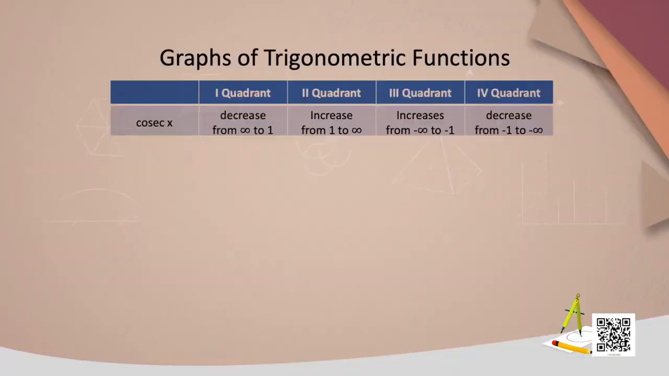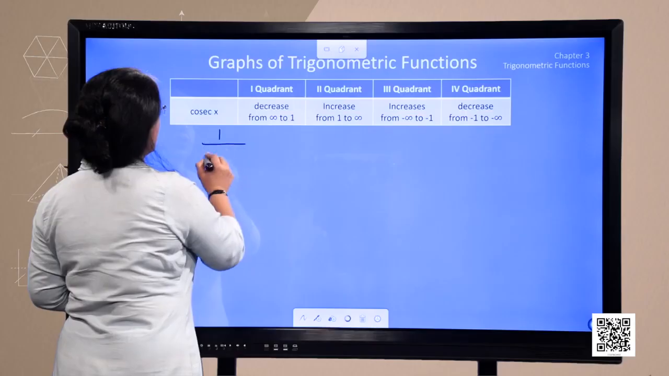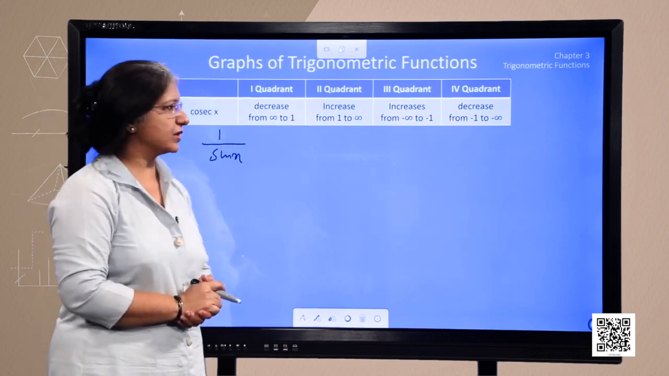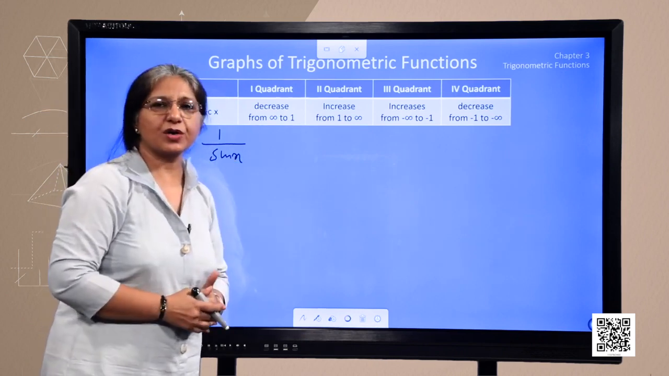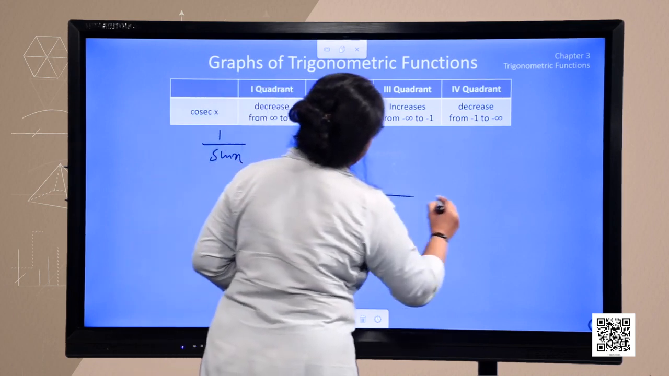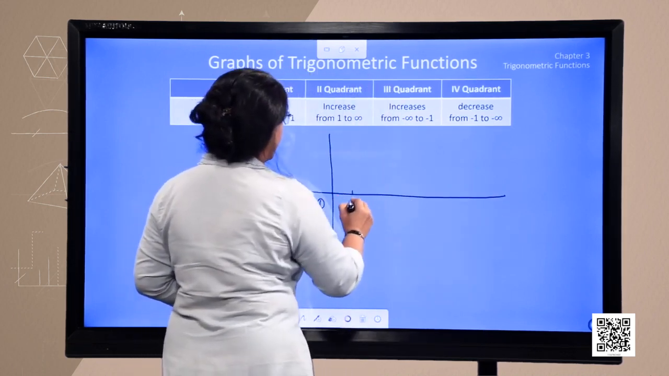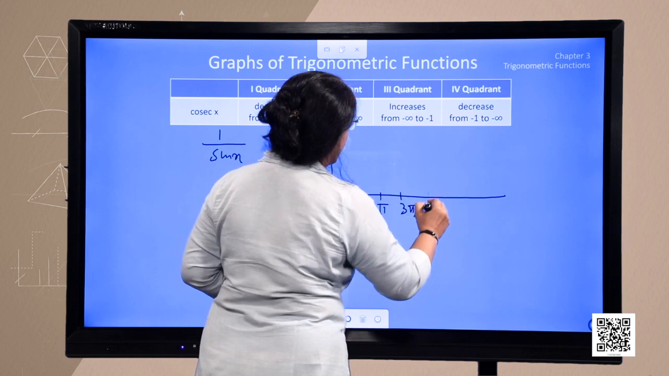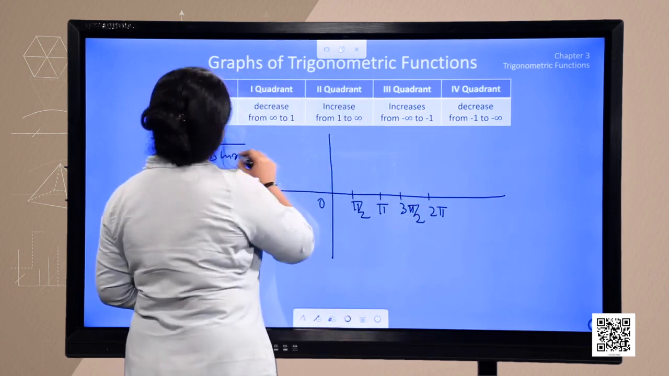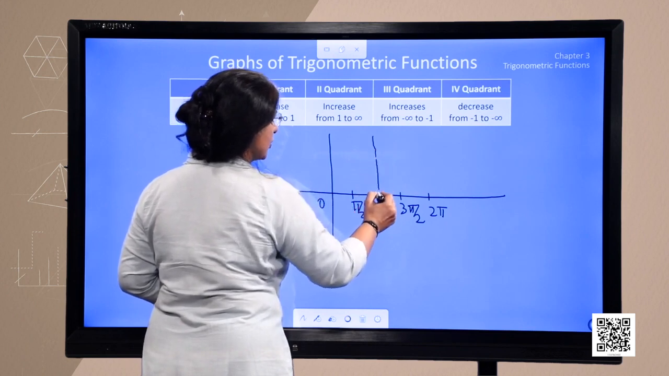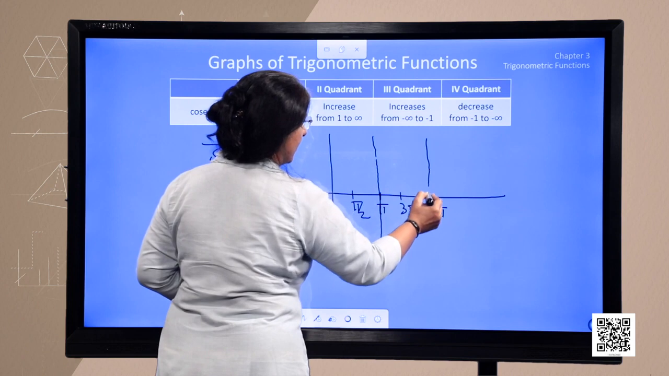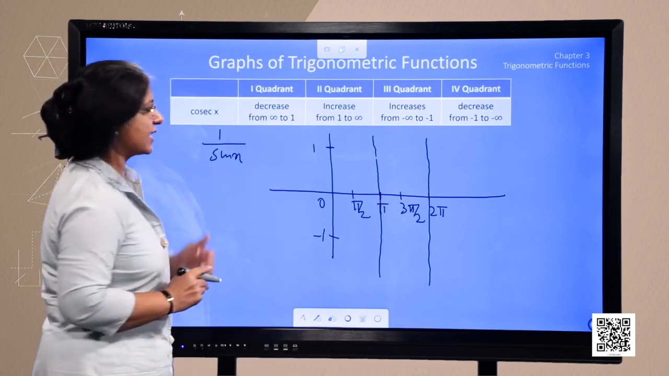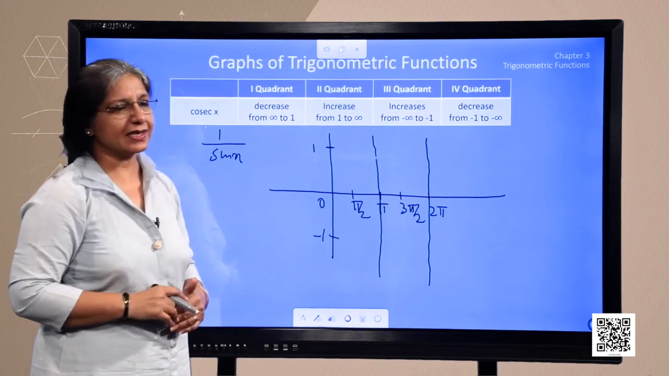the similar pattern. Now, for cosec x, if we draw the graph, as you know, cosec x is 1 upon sin x, and for cosec x to be defined, sin x should not be equal to 0, and for sin x not equal to 0, x should not be an integral multiple of pi. If we draw this graph, we will demarcate these points, integral multiples of pi, by these dotted lines, and here it is 1 and minus 1, because the range of cosec x is greater than or equal to 1 or less than or equal to minus 1.